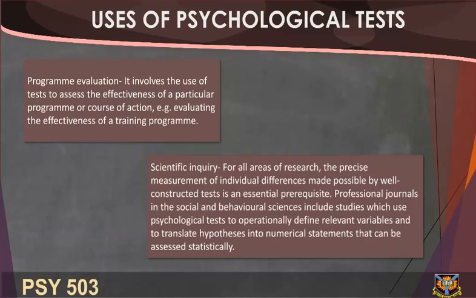3. Program evaluation. It involves the use of tests to assess the effectiveness of a particular program or course of action, e.g., evaluating the effectiveness of a training program. 4. Scientific inquiry. For all areas of research, the precise measurement of individual differences made possible by a well-constructed test is an essential prerequisite. Professional journals in the social and behavioral sciences include studies which use psychological tests to operationally define relevant variables and to translate hypotheses into numerical statements that can be assessed statistically.